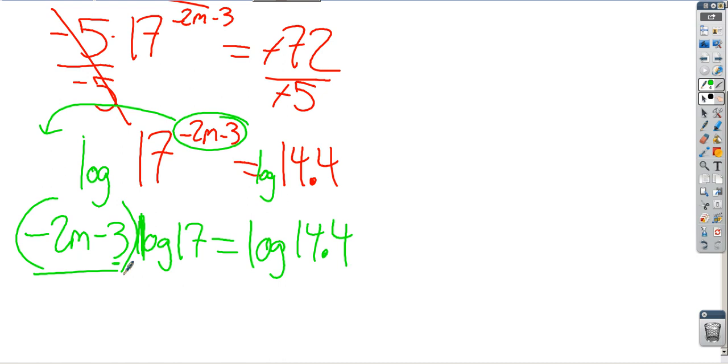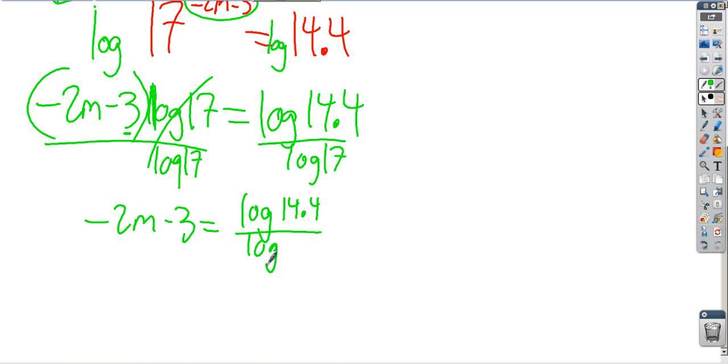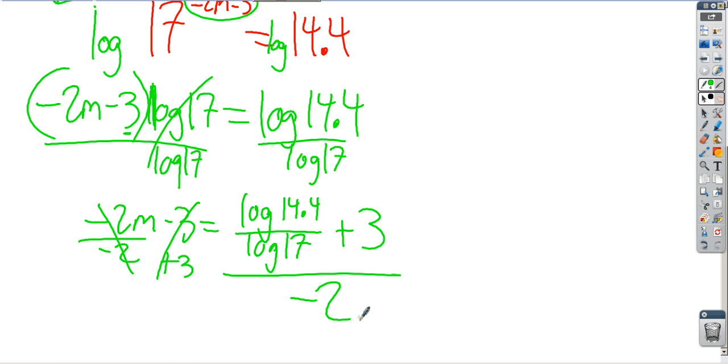Okay, then we are going to clear out this log 17 by dividing both sides by log 17. And then, whoops, we're going to need a little bit more space here. We'll have negative 2m minus 3 equals whatever this is. I'm not calculating that right now because I don't want to round it too early. You want to get all the other stuff done first and then at the end round it. So we'll add 3 to both sides, and then finally we'll divide by negative 2, so this whole thing gets divided by negative 2.